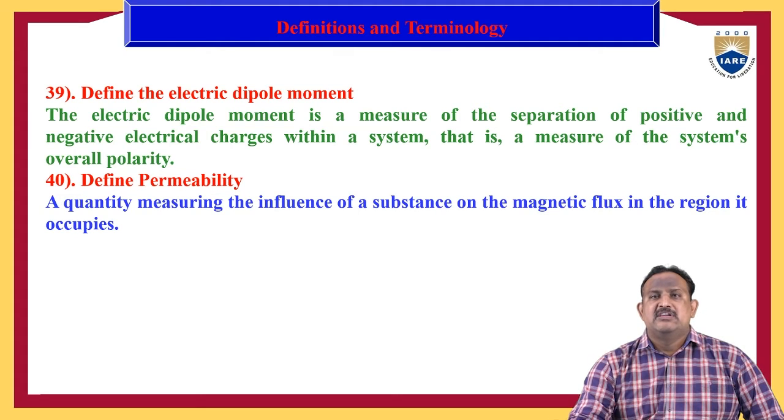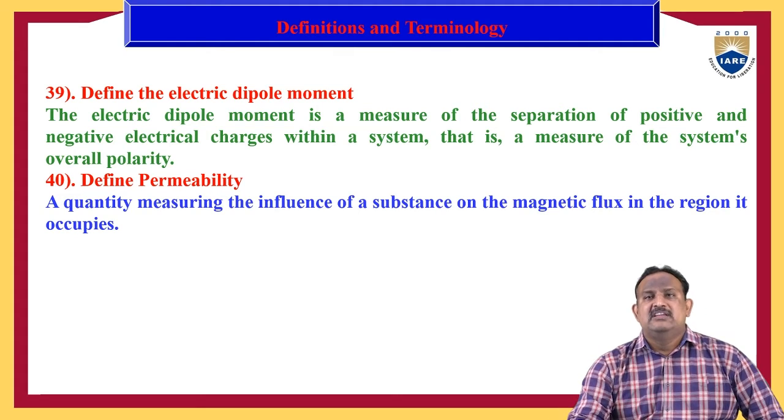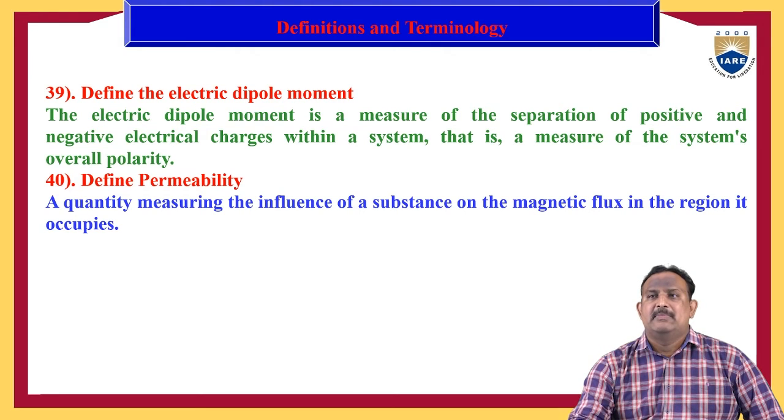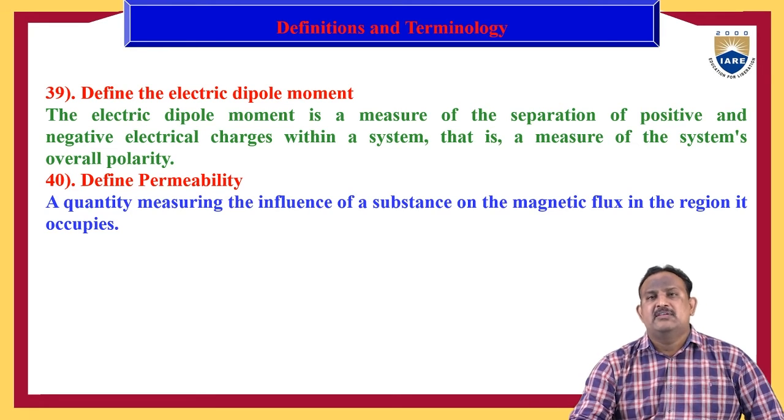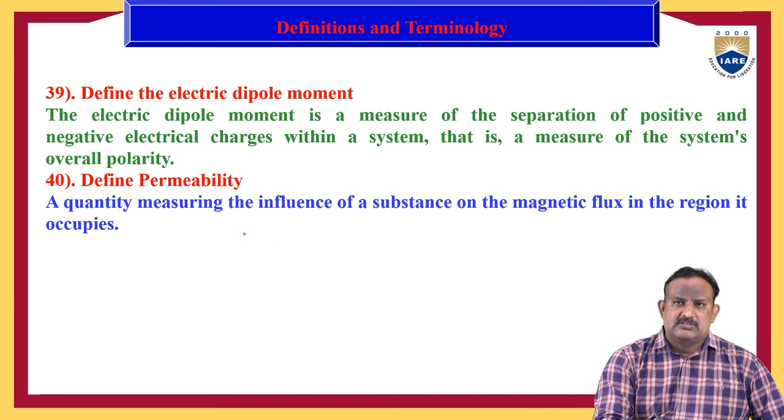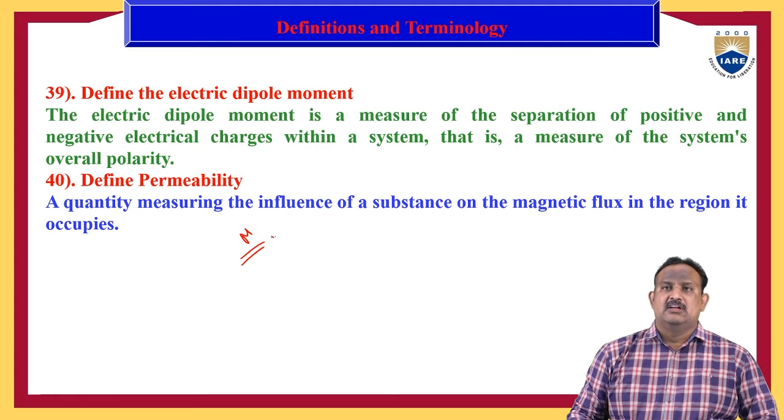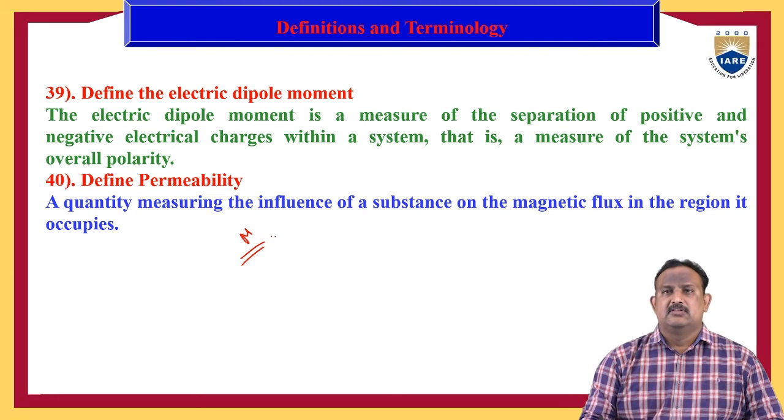Define permeability. A quantity measuring the influence of a substance on the magnetic flux in the region it occupies is known as the magnetic permeability, or permeability of a magnetic material, which is denoted as mu. So there are some definitions in magnetostatics.